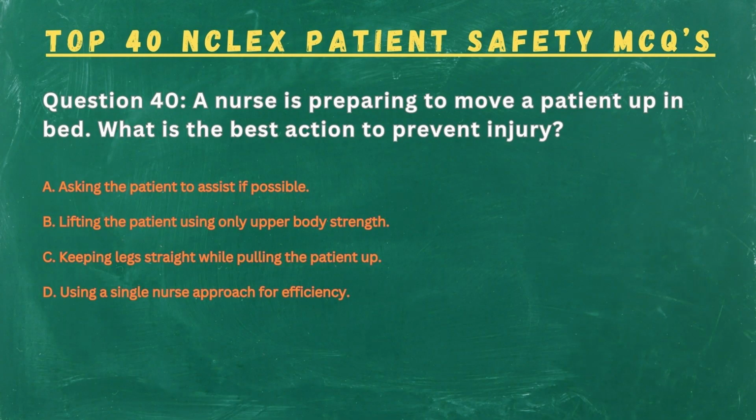Question 40. A nurse is preparing to move a patient up in bed. What is the best action to prevent injury? A. Asking the patient to assist if possible. B. Lifting the patient using only upper body strength. C. Keeping legs straight while pulling the patient up. D. Using a single nurse approach for efficiency. Answer: A. Asking the patient to assist if possible.